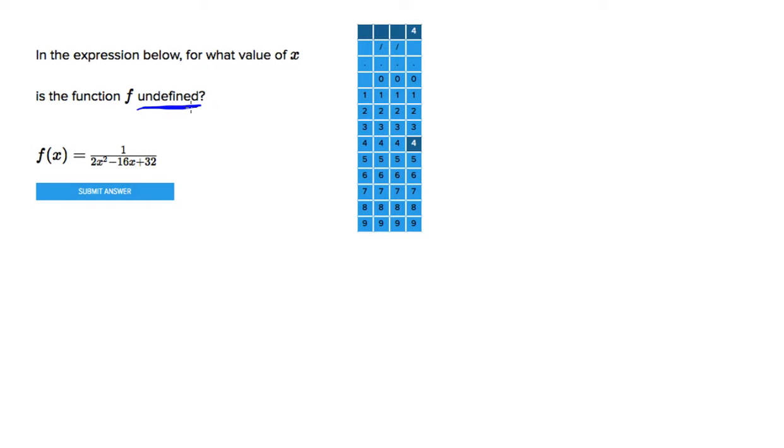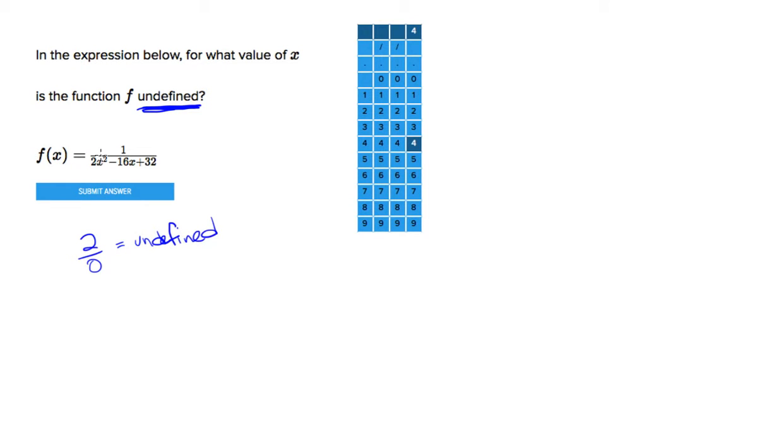function undefined. And in math, when something is undefined, that means you're dividing it by 0, which is not possible. As an example, if I said, what's 2 divided by 0? That equals undefined. We don't know what that equals because you cannot divide by 0.